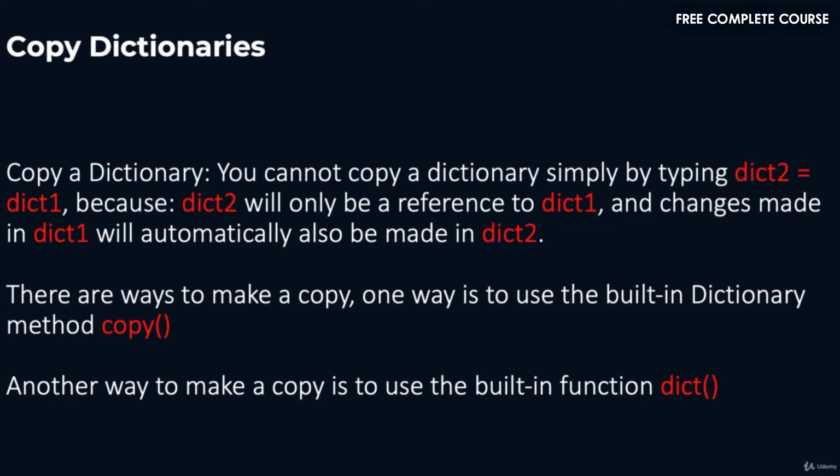To copy a dictionary, you cannot simply type dictionary2 = dictionary1, because dictionary2 will only be a reference to dictionary1, and changes made in dictionary1 will automatically also be made in dictionary2. There are ways to make a copy. One way is to use the built-in dictionary method copy. Another way is to use the built-in function dict, okay? So let's go into our notebook and take a look at that.